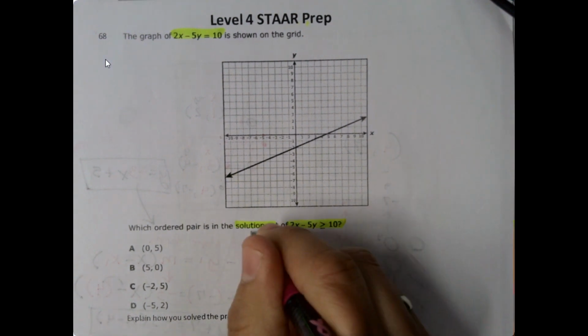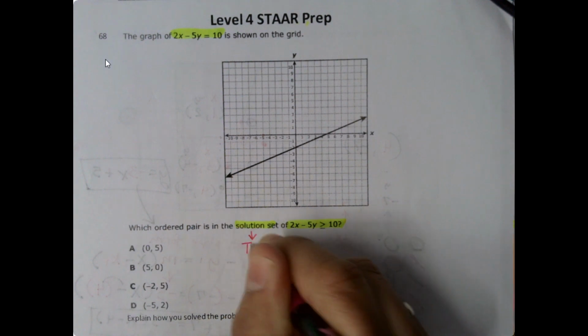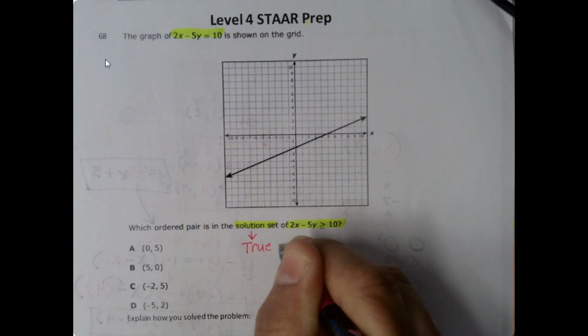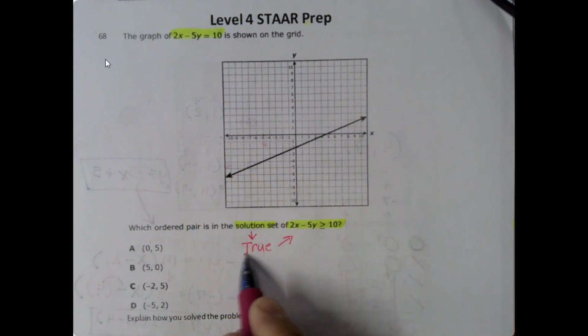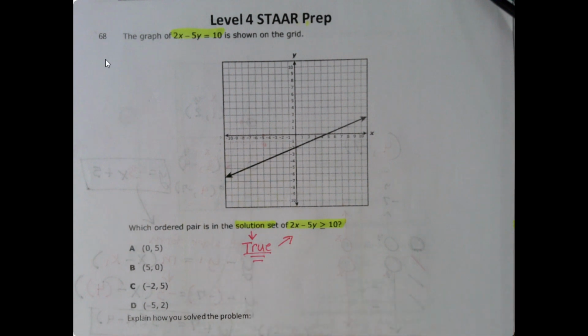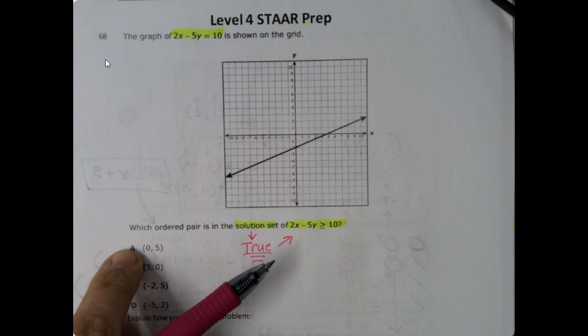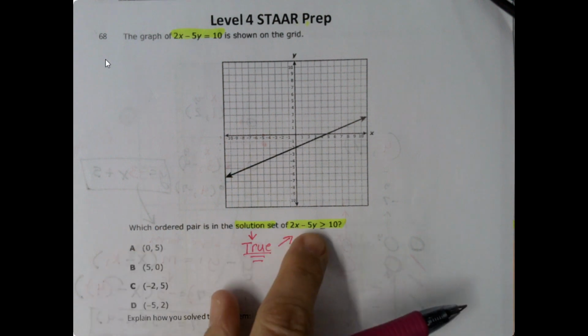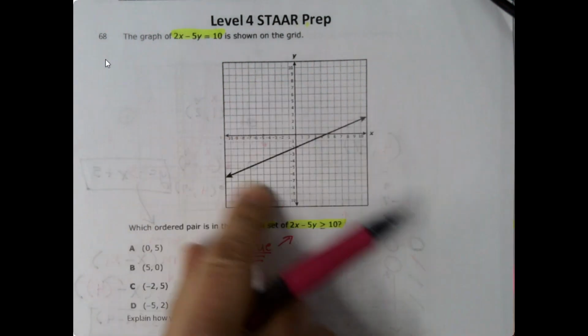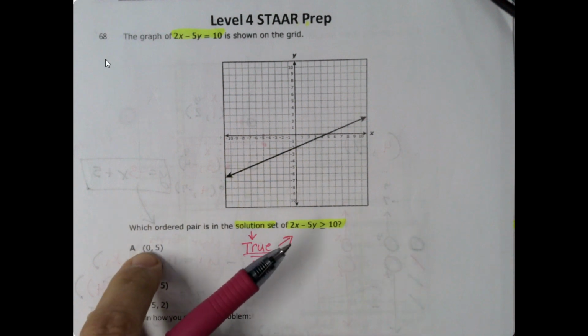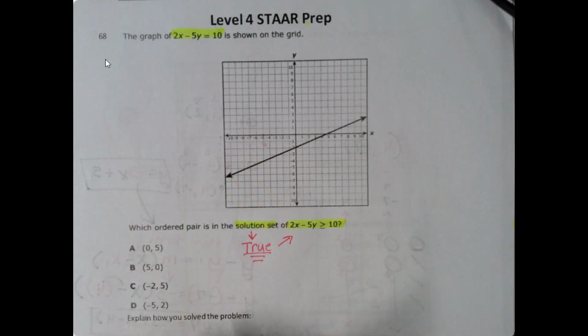Now, anytime they say solution, what they're really asking is which ordered pair will make this true. So we're just going to use our true false in our calculator to get our answer. What I do is I just guess and check. I'll just substitute these values into this inequality. I'm not even worried about looking at the graph. Whenever it says true, it's correct.